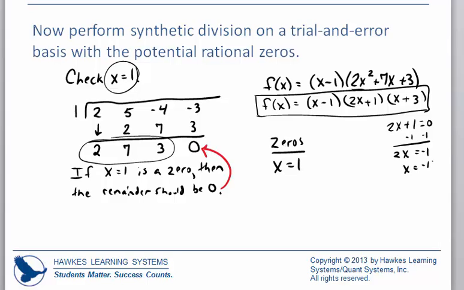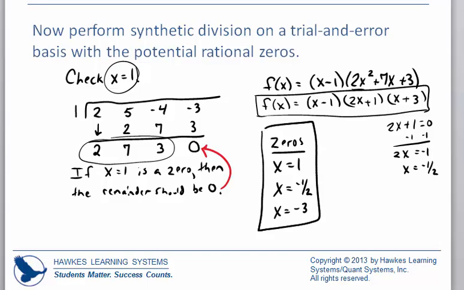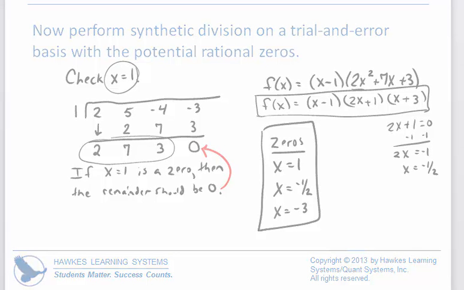We also know that negative 1/2 is a 0 based on that 2x plus 1 factor. And we know that negative 3 is a 0 based on the x plus 3 factor. And that completes part A of our problem. Okay, so let's go back and do the other part.